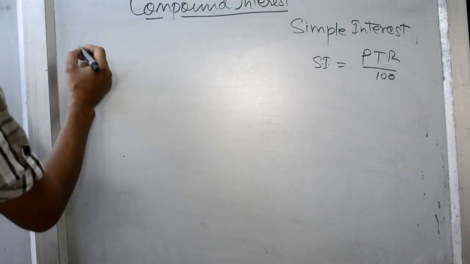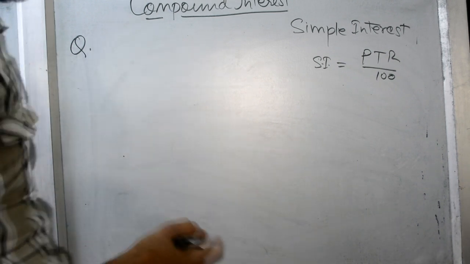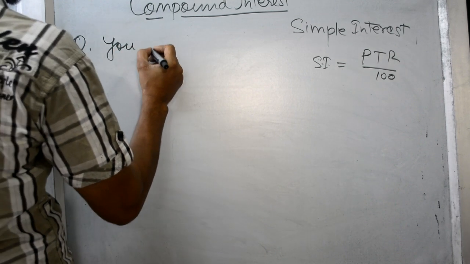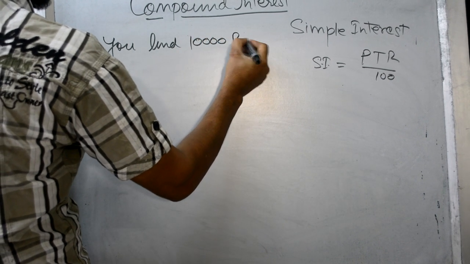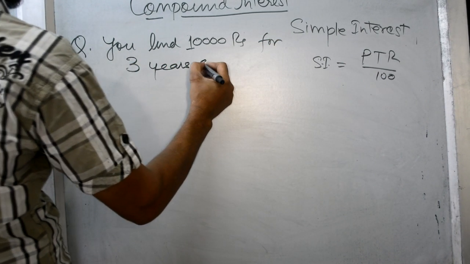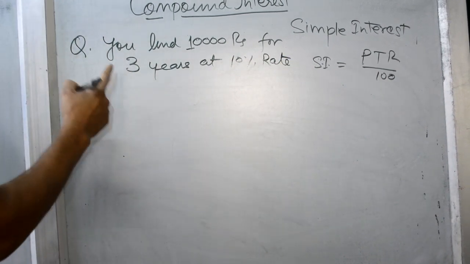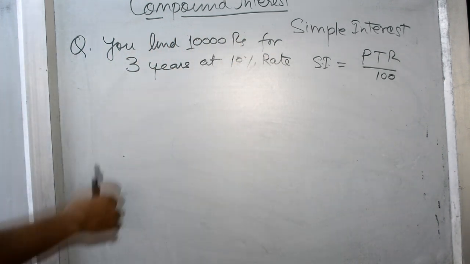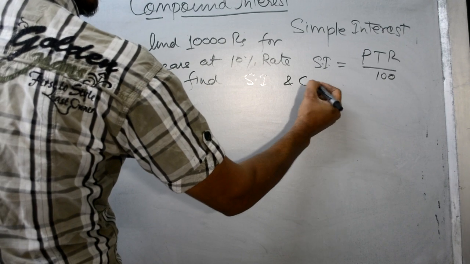Suppose there is a question, remember this question will define many concepts, it will clear in your life. Suppose there is a question: you lend 10,000 rupees for 3 years at 10% rate. You lend out 10,000 rupees for 3 years at 10% rate. Find what? Find simple interest and compound interest both.